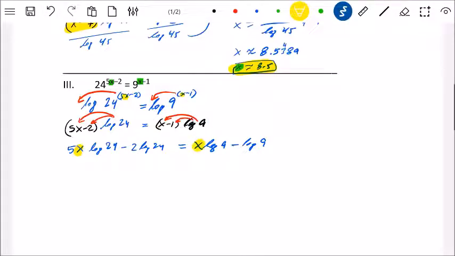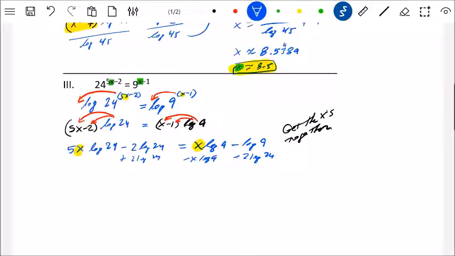Two of the terms have x's. So what we do now is put the x's together, and you'll see why in just a moment. So I'm going to add 2 log 24 to both sides, and I'm going to subtract x log 9 from both sides. So that makes this 0, and it keeps these logs all together.